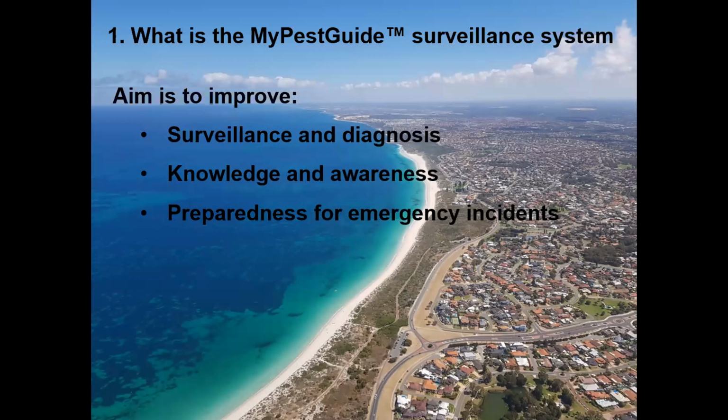So we developed the MyPestGuide surveillance system, hopefully to improve the overall surveillance and diagnostics in Western Australia, and we've actually expanded that across into the other jurisdictions now. We want to also improve the knowledge and awareness on general biodiversity and biosecurity, and we also want to prepare our general public as well as our state and local governments for emergency incidents and response.